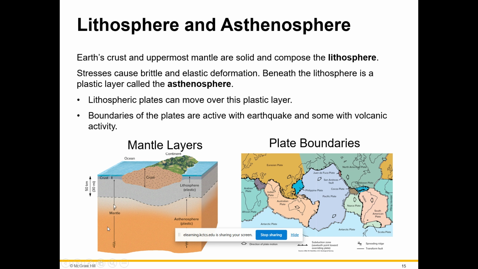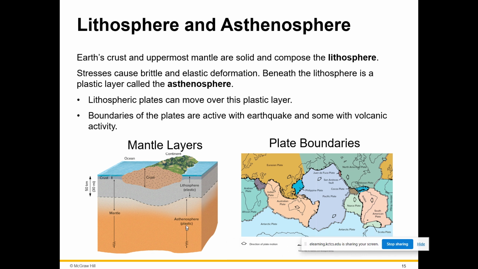And the mantle is broken into two layers based on how it flows. We have a more elastic material we call the lithosphere right underneath the crust, and then we have the asthenosphere, which is plastic. And again, that's going back to the deformation we just talked about. So rocks in this layer are more elastic, and then the deeper you go, they're more plastic.